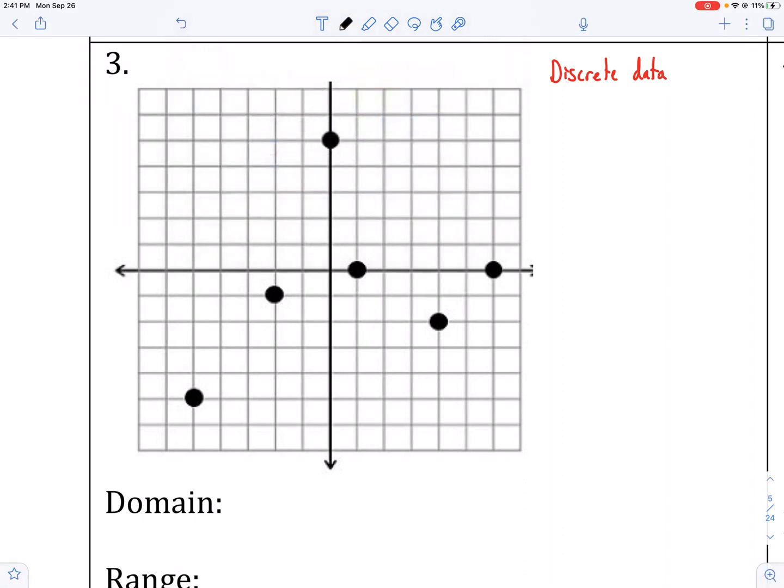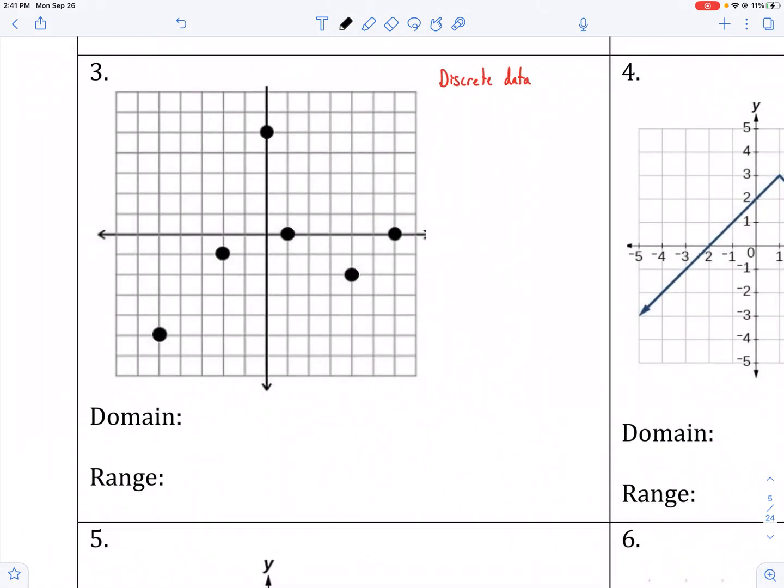So how do we do that? Well, we use roster notation. Roster notation means we're basically listing numbers inside of braces like this. So we use braces for discrete data.